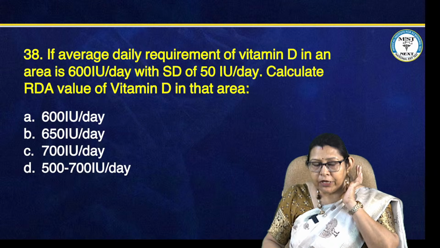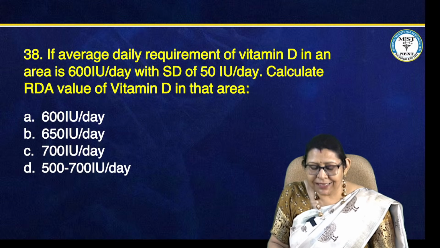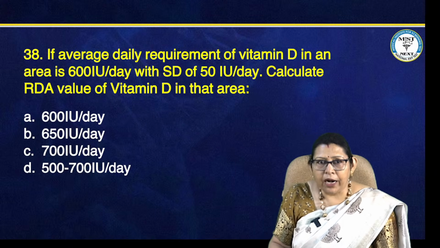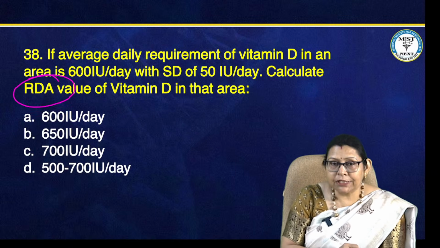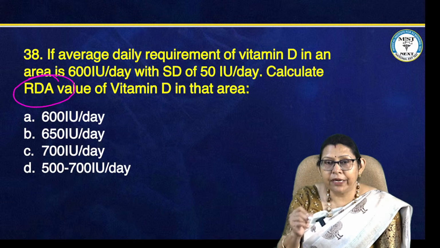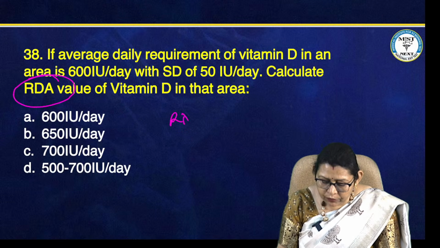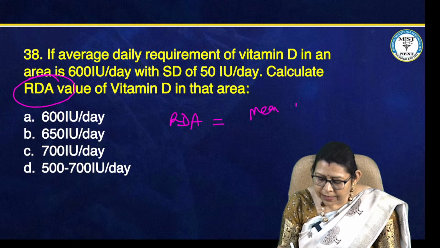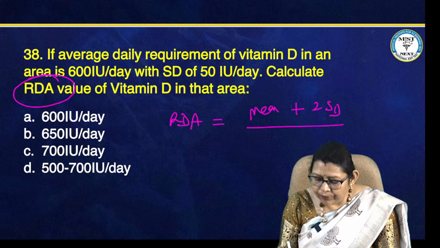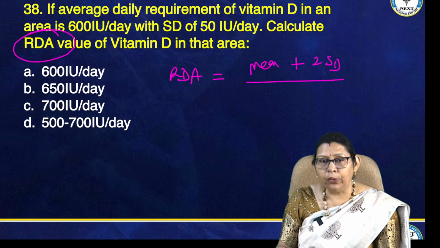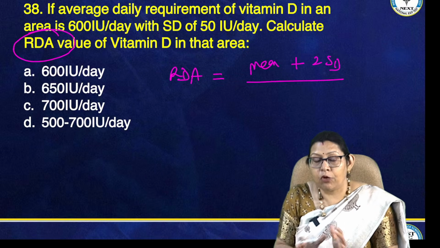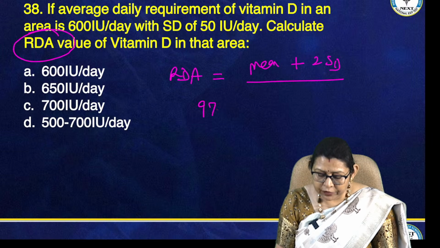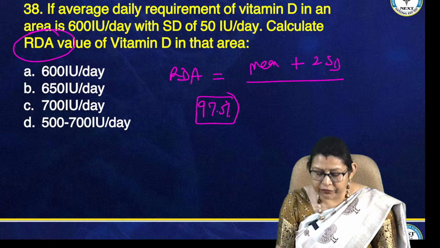Average daily requirement of vitamin D in an area is 600 international units with a standard deviation of 50. Calculate the RDA value. अब यहाँ पे again the concept base है. RDA is recommended dietary allowance, and we know what the RDA is equal to. RDA is equal to mean plus 2 SD value. ठीक है. Mean plus 2 SD value. And this is already asked question that how much population it is able to fulfill the need. It is able to fulfill the need of say 97.5% population.